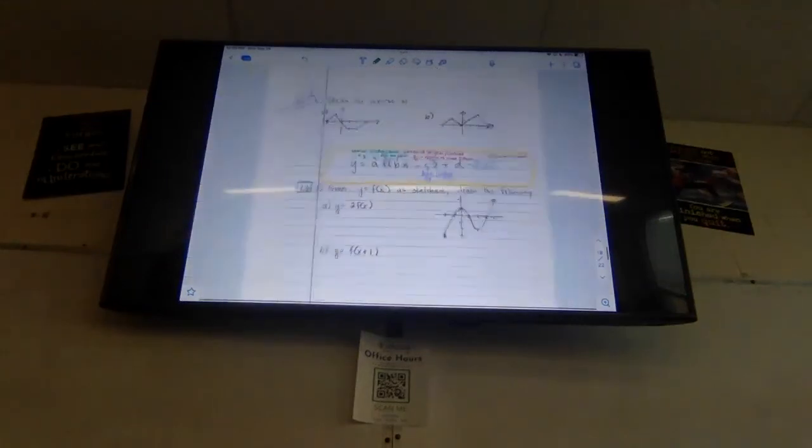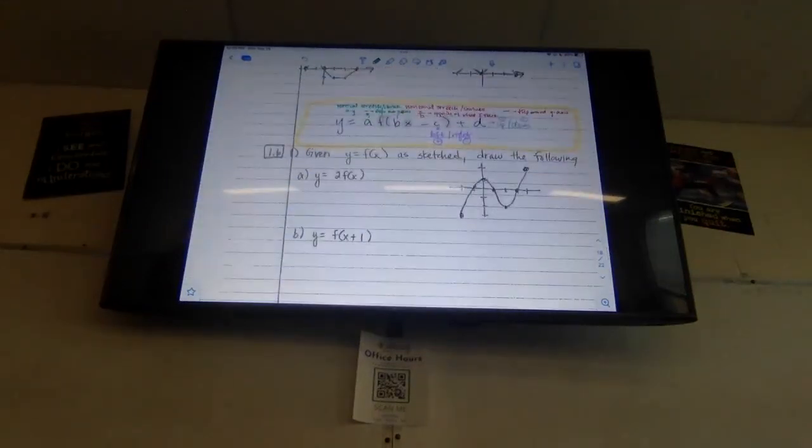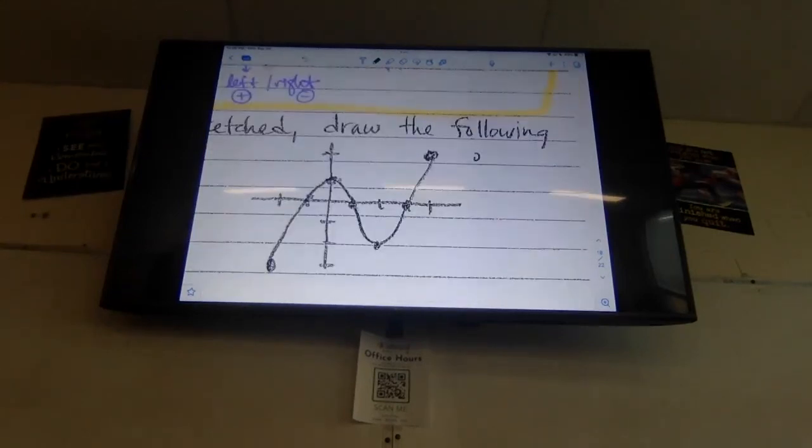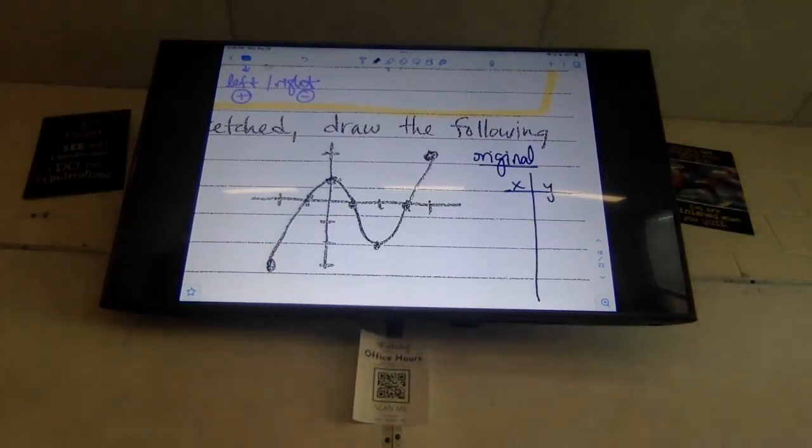Okay. In order to do the transformations, I want to know what my original points are. So the very first thing I'm going to do is make a T-chart with all of my points that I physically see here. And that's my original T-table. So I'm going to make an original T-table over here with all my X's and Y's. What are the points that were given to me? Because we're going to change all of those points.